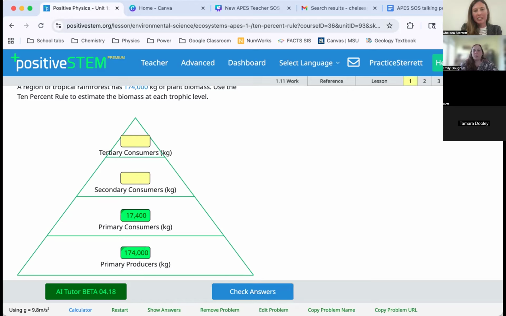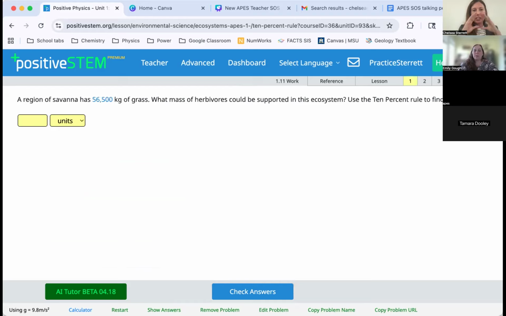As they go on, then at the end of the skill, they don't have the pyramid to guide them anymore. So it's more like they have to think it through.